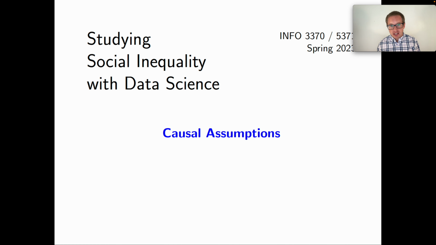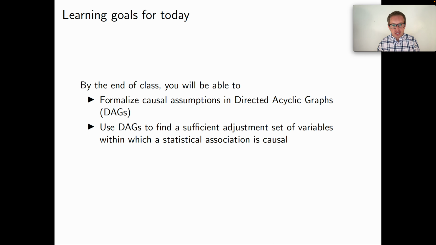Today we'll be discussing causal assumptions. Our learning goals are to formalize causal assumptions in directed acyclic graphs, and to use DAGs to find a sufficient adjustment set of variables within which a given statistical association answers a question we have about some causal effect.